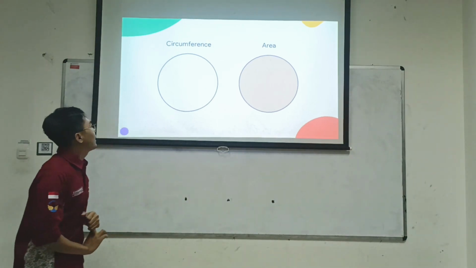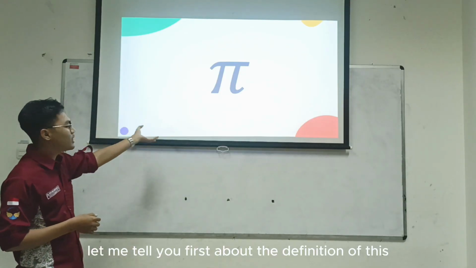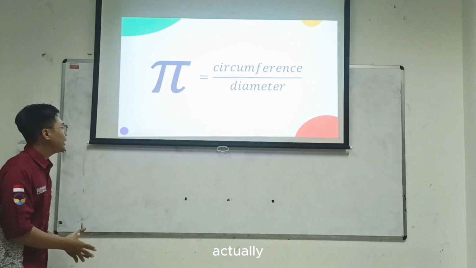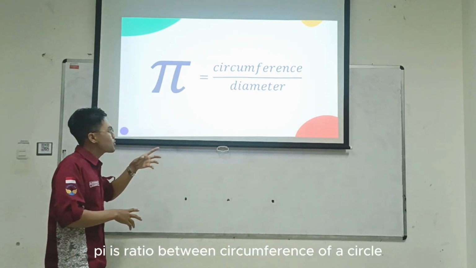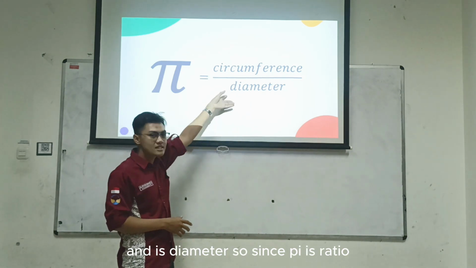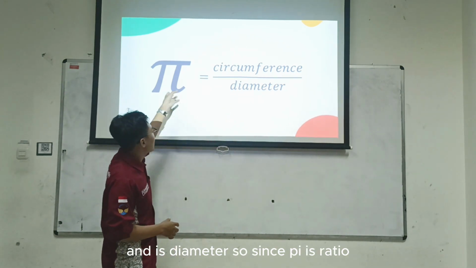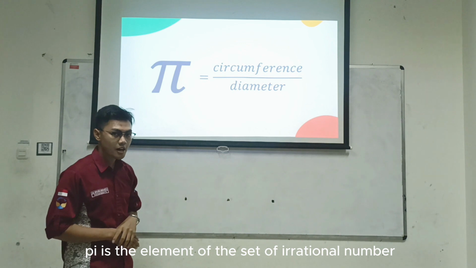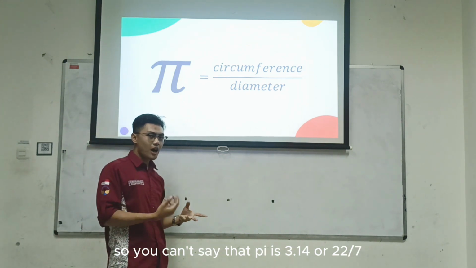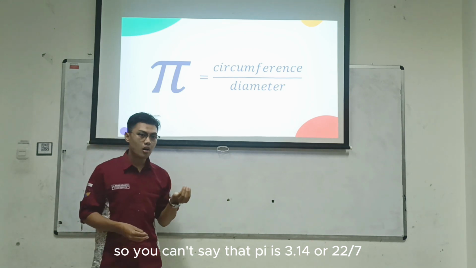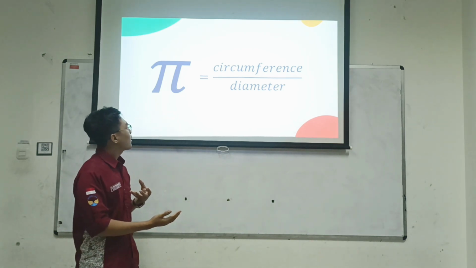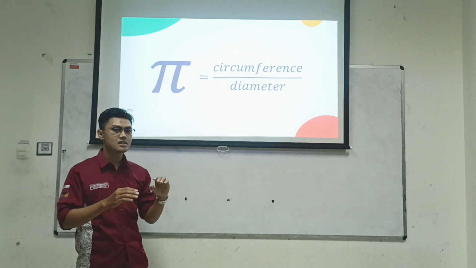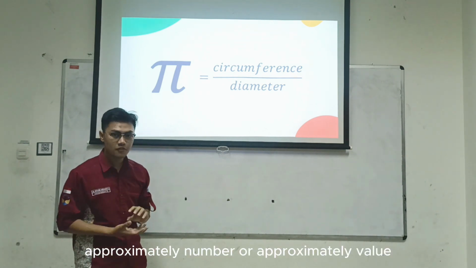Okay. Let me tell you first about the definition of this symbol, pi. Pi is the ratio between the circumference of a circle and its diameter. Since pi is a ratio, pi is an element of the set of irrational numbers. So, you can say that pi is 3.14 or 22/7. However, 3.14 or 22/7 is just an approximate value.